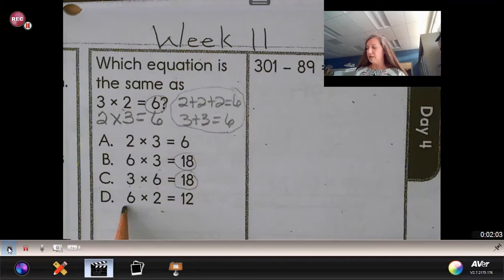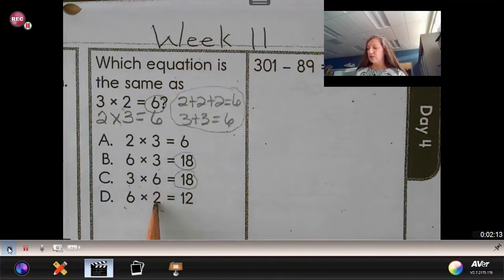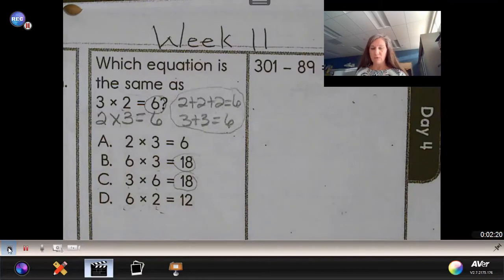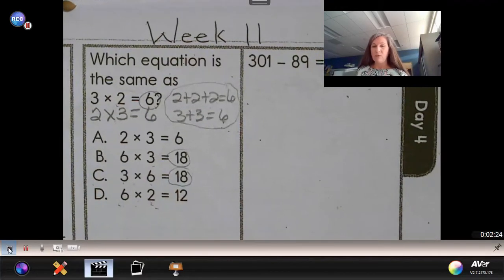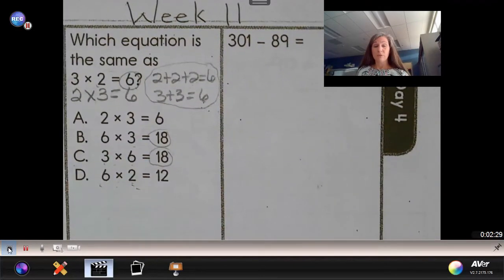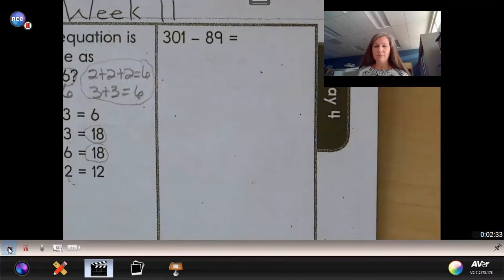But again, I can't just move numbers around and make them equivalent to another equation. We have to make sure that when we take that 6 and that 2, we know that this is 6 groups of 2. So I'm actually doubling that from 3 groups of 2 to 6 groups of 2. If you think about what we've learned today about the distributive property.